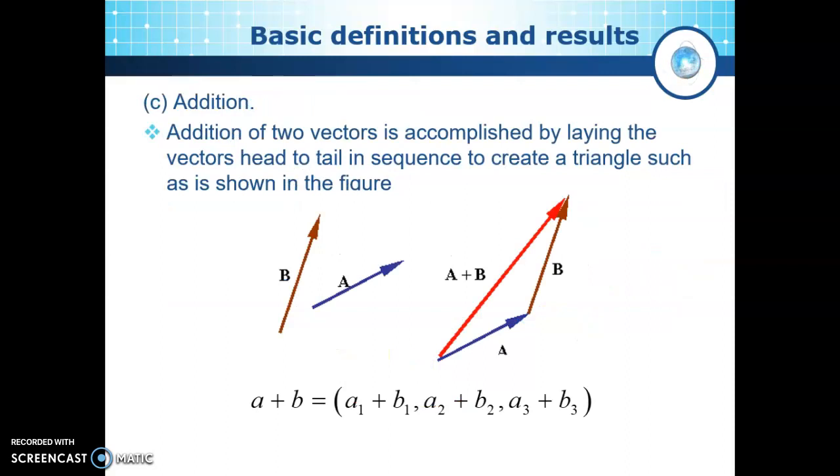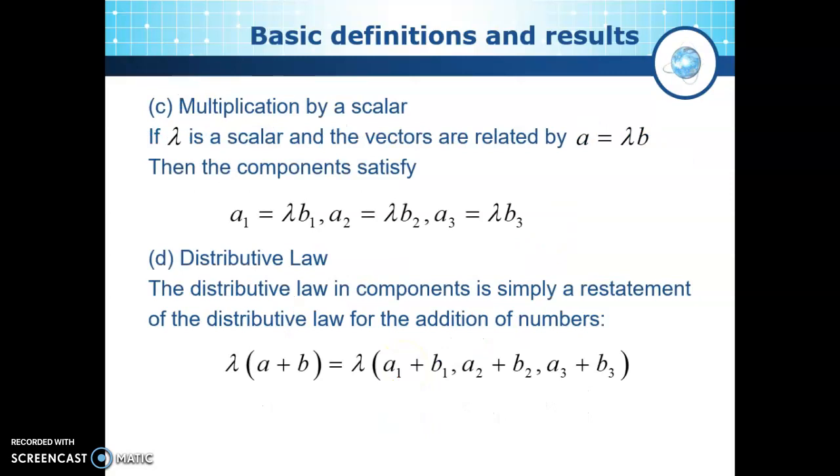Okay, addition. If you want to add two vectors, let's say we have a vector A and vector B. To find A plus B, you have to add component by component: A1 plus B1, A2 plus B2, A3 plus B3. Okay, and then this is multiplication by a scalar. Let's say we have A equals lambda B, so we just multiply lambda with B1, lambda with B2, and lambda with B3.